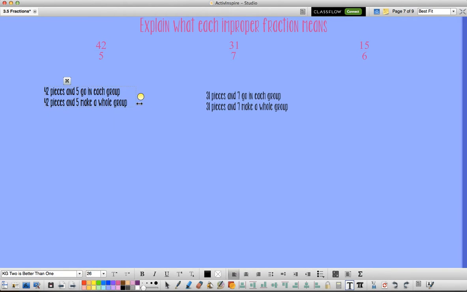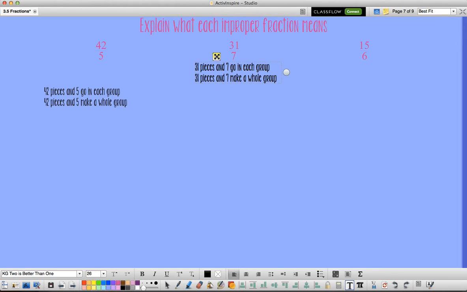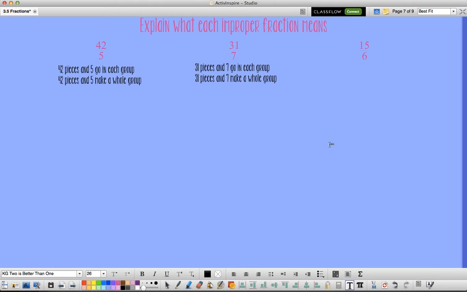So here what you'll see is that yes, I obviously have enough to make a couple of whole groups, but I don't want to just yet. I just want to know how many pieces I have. So I have 15 pieces, and 6 go in each group. Or I have 15 pieces, and 6 make a whole group.